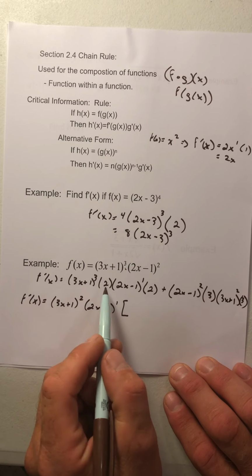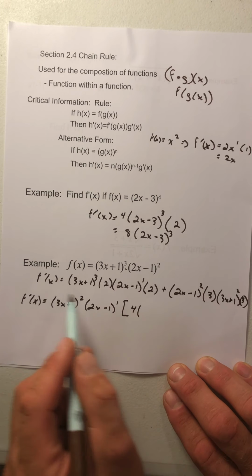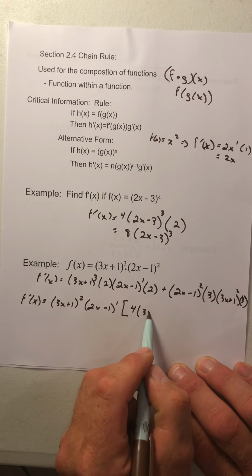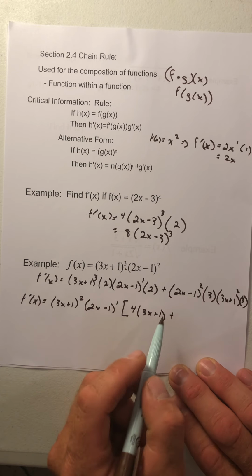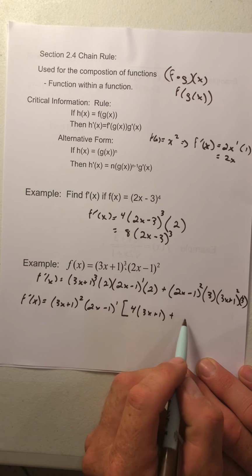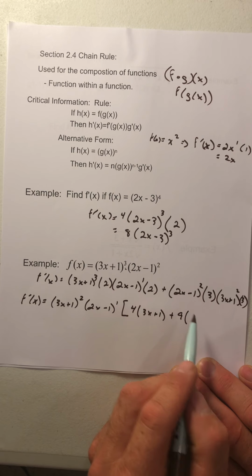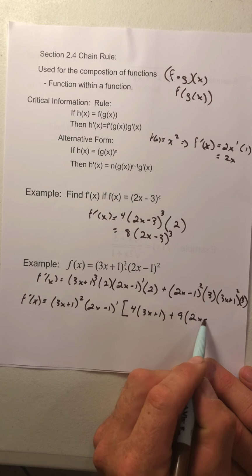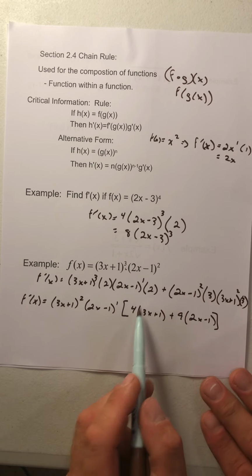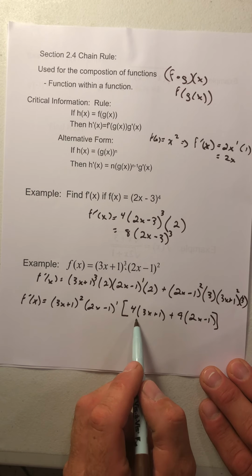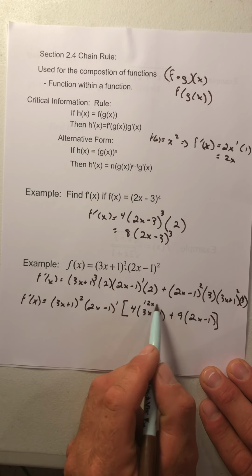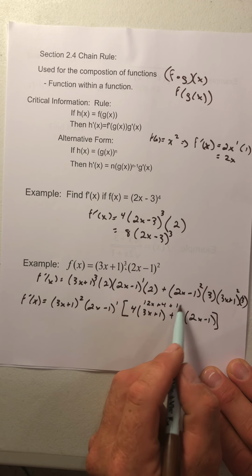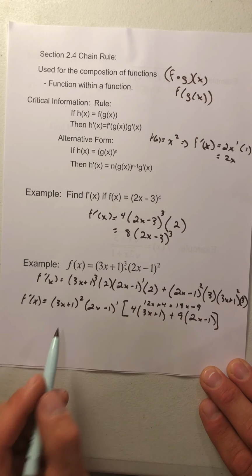So what are we left with here? We have 2 times 2, which is 4, and then a 3x + 1. And to that we're going to add 3 times 3, which is 9, times a 2x - 1. Go inside here. We got what, a 12x + 4. And to that we have an 18x - 9.